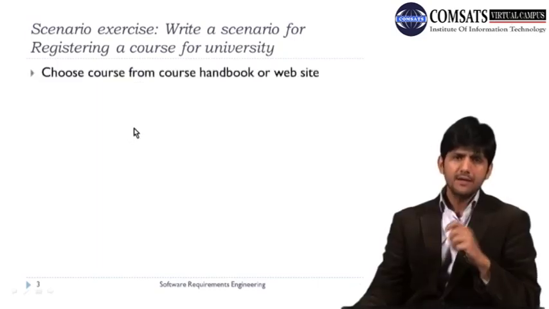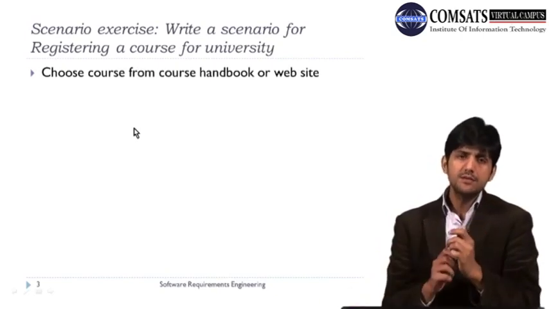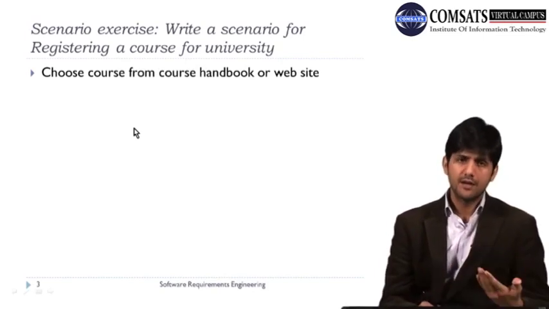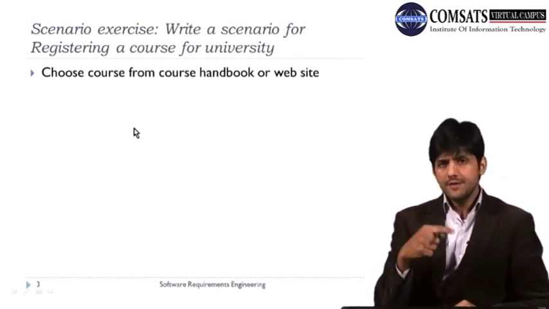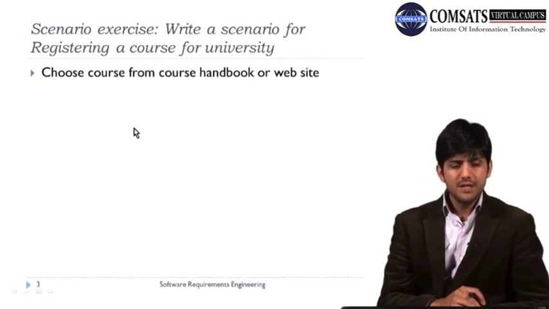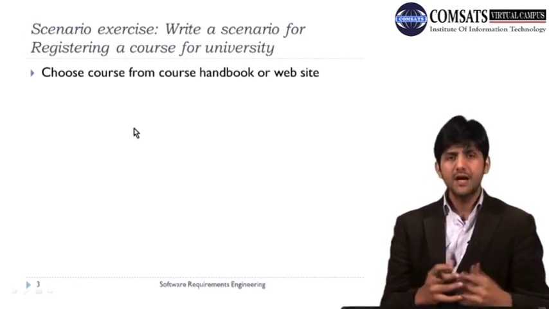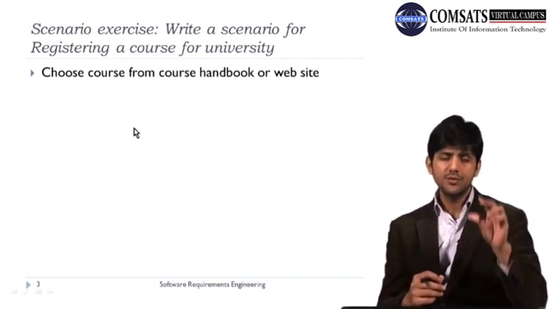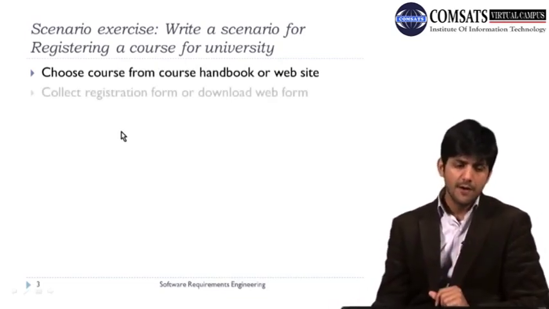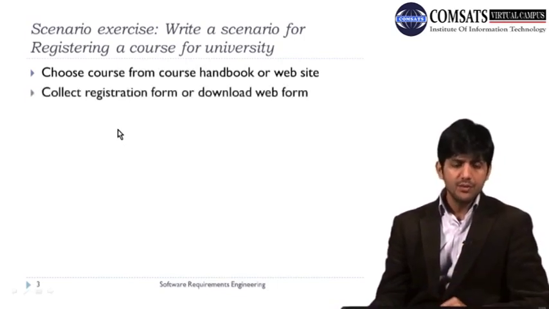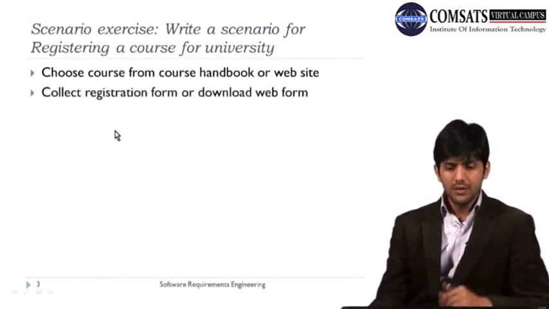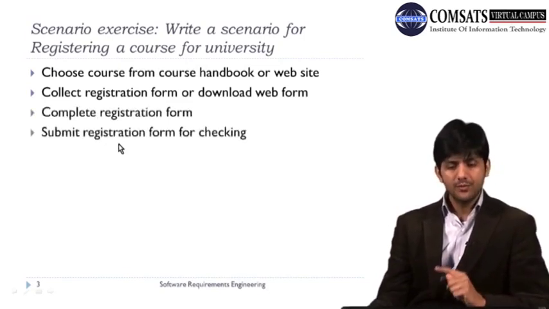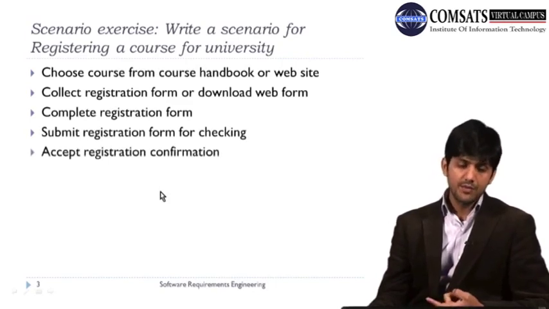So the first thing that a student would do once he logs into the portal, so maybe you can say the initial state of the system is that a user is logged in. Then the first event that a student would do is he would choose a course from the course handbook or the website. So the list of offered courses would be there. Then the student would select a particular course. Then the next thing that he would do is collect the registration form or download that web form, complete the registration form, submit the registration form for checking, and accept registration confirmation.